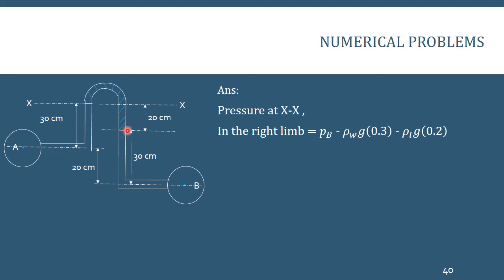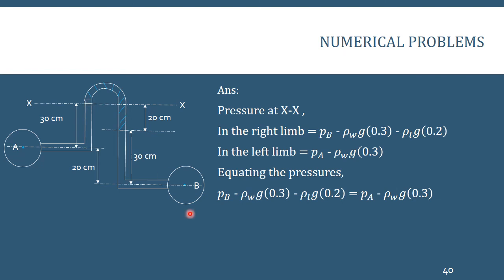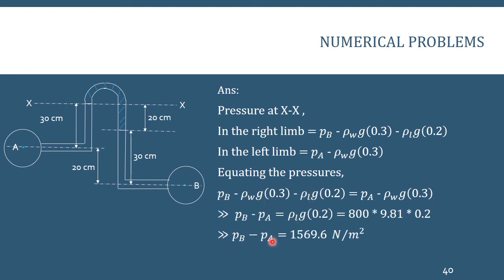Now we are going to find out the pressure difference between A and B. The pressure at XX in the right limb, that is over here, will be PB minus rho water into g into 0.3 minus rho liquid into g into 0.2. The pressure at XX in the left limb is going to be PA minus rho water into g into 0.3. And when we equate the pressures, we will get this value. Density of water is known, density of the liquid is given to us as 800 kilogram per meter cube. And so we will find out PB minus PA to be equal to 1569.6 Newton per meter squared.